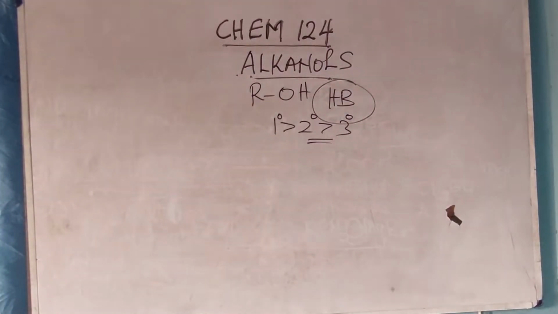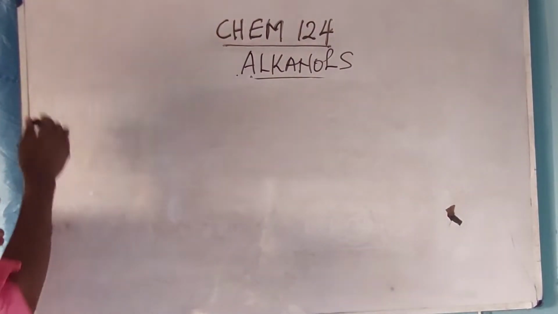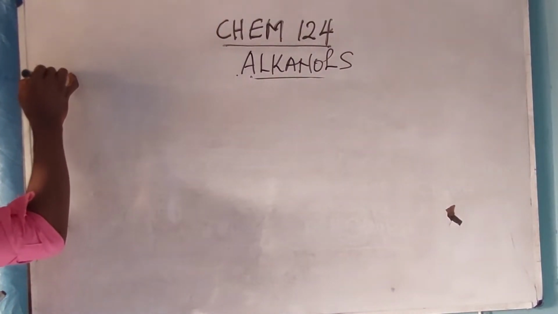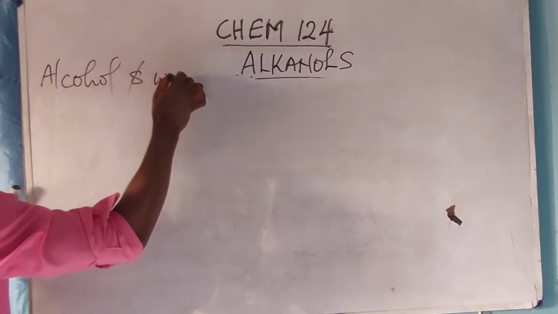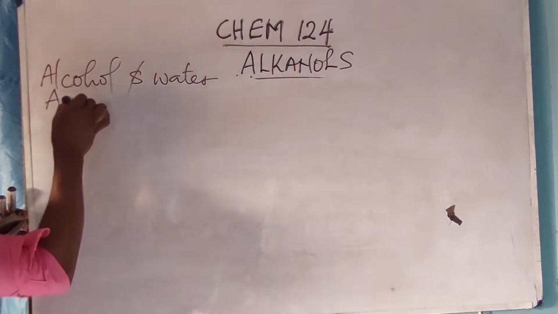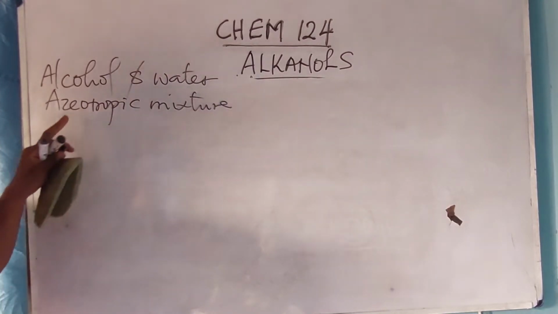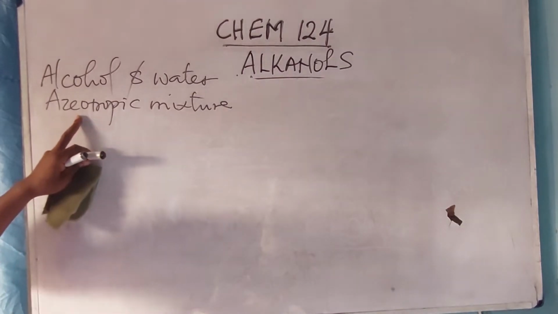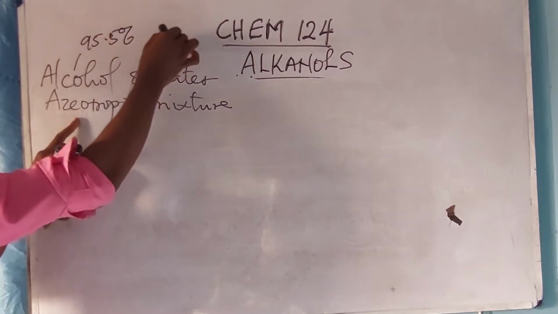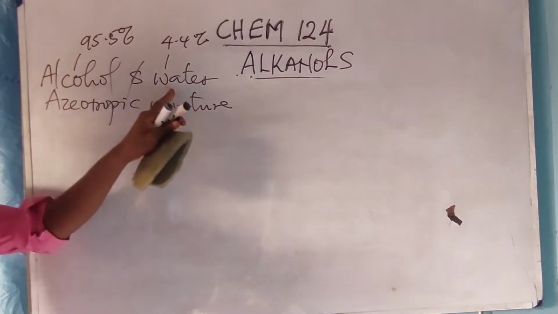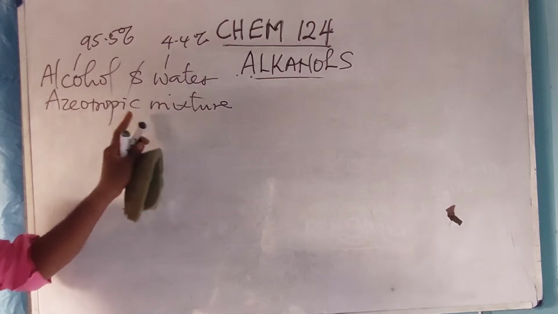And secondly, alcohol and water form an azeotropic mixture. I'll also call it a constant boiling mixture. In this, you have about 95.5% alcohol and 4.4% water. So the combination of these two is called an azeotropic mixture, and also called a constant boiling mixture.